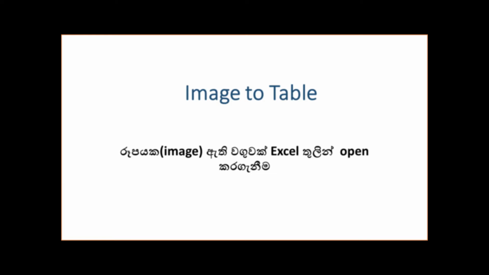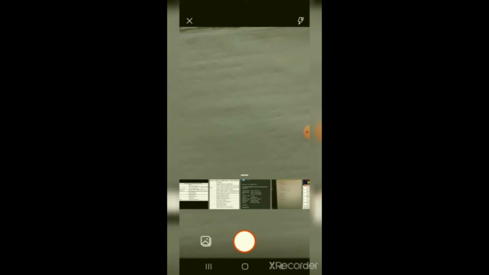The second feature you get from the Office app is image to table. You can copy a separated table from an image or open it with the Office 2016 mobile app. Follow this.